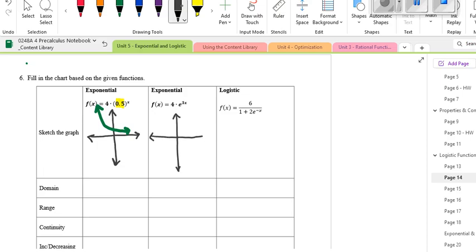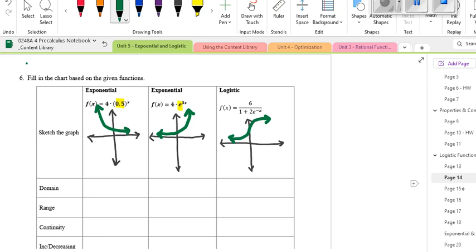The second graph has a base of e, so a number greater than 1, which is going to make that second graph growth. And the last graph is our new logistic friend with that nice S shape, which looks something like that. And again, in the interest of time, I'm going to leave the rest of that for you to figure out.